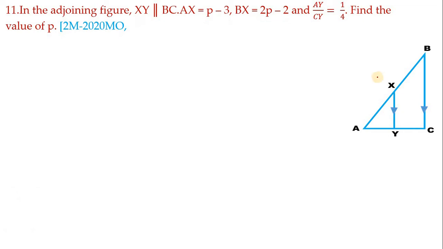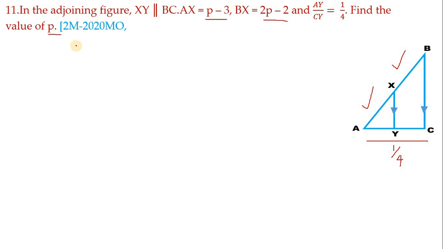If you look at the figure, you can easily understand. Here there is a triangle ABC. In this, XY is parallel to BC. They have shown me this symbol of parallel. These two sides are parallel. And also they talked about the sides. See, the AX measurement is given, that is p minus 3. The BX measurement they have given, that is 2p minus 2. And this AY by CY ratio is given, that is 1 by 4. These are the given things. We have to find the p value.